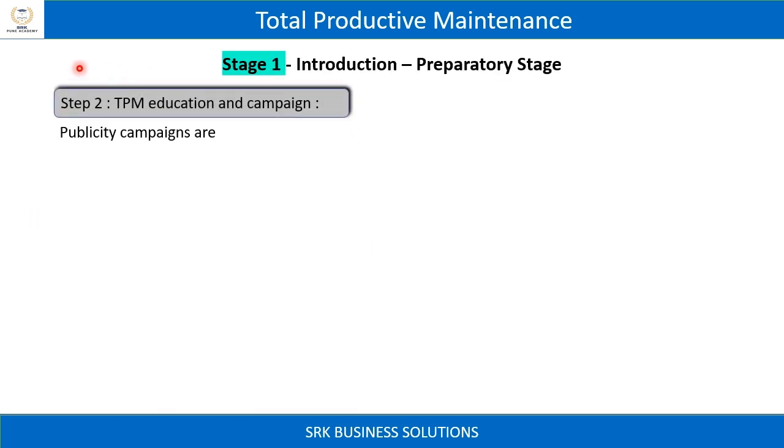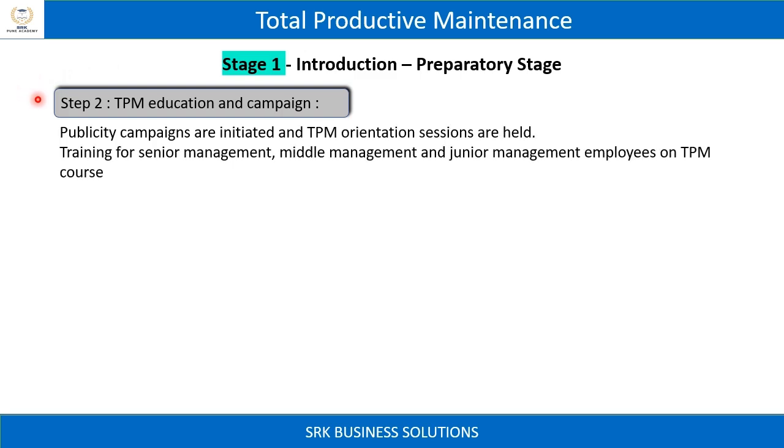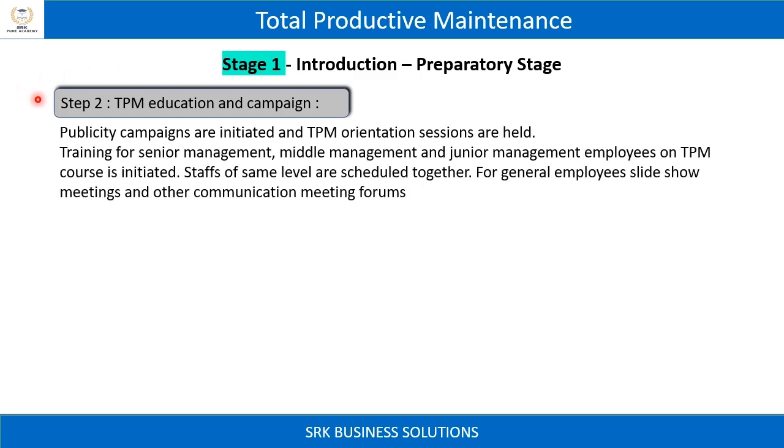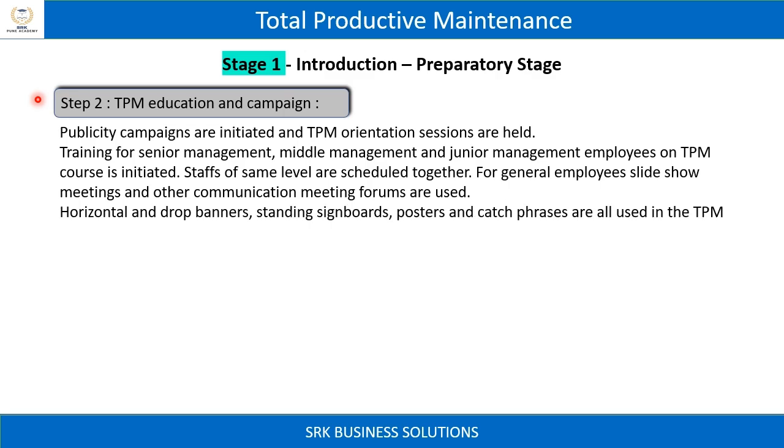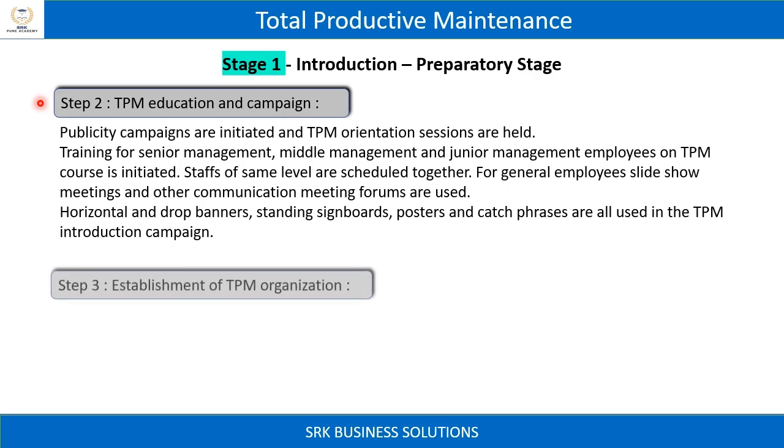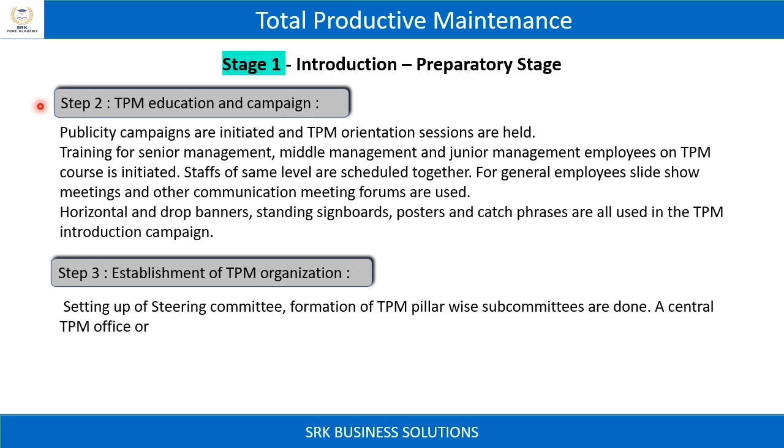Step 2. TPM education and campaign. Publicity campaigns are initiated and TPM orientation sessions are held. Training for senior management, middle management, and junior management employees on TPM course is initiated. Staff of the same level are scheduled together. For general employees, slideshow meetings and other communication meeting forums are used. Horizontal and drop banners, standing signboards, posters and catchphrases are all used in the TPM introduction campaign.